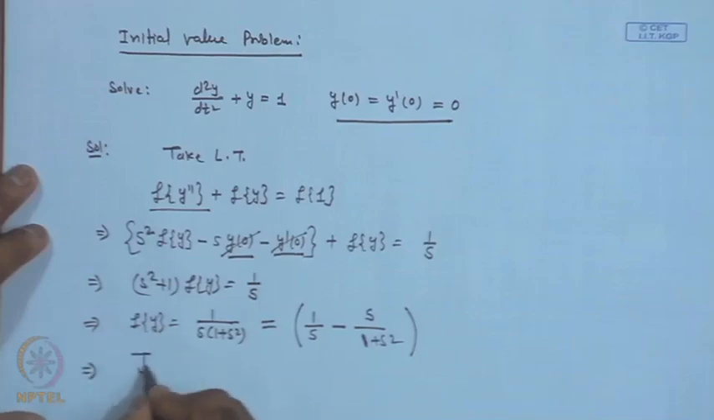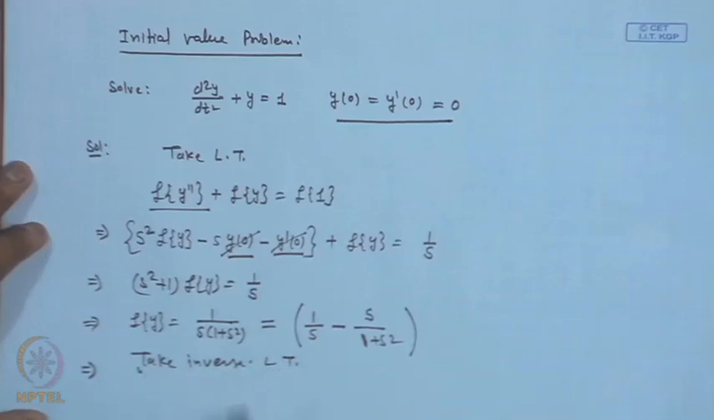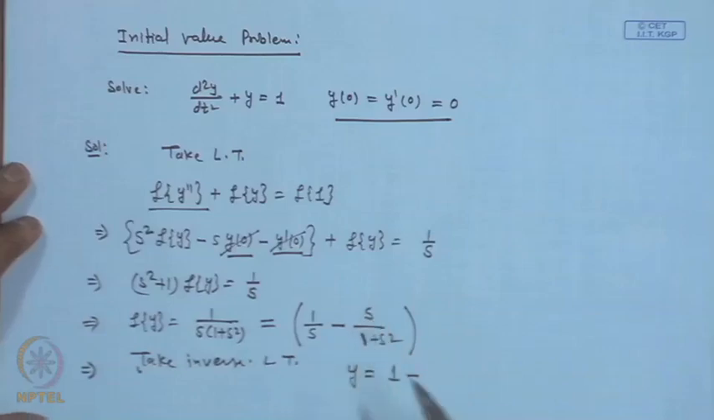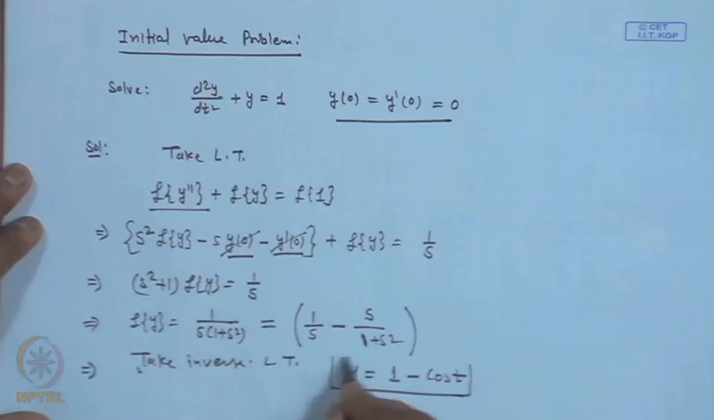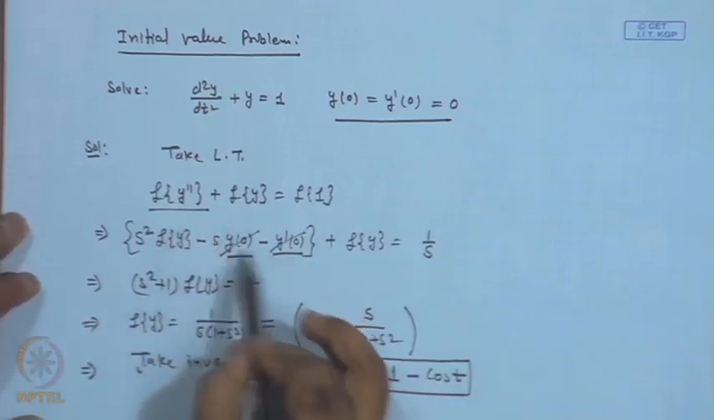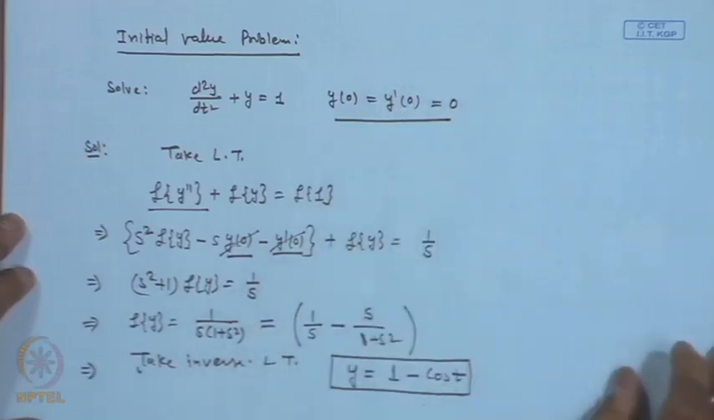So, we take the inverse Laplace transform now, and then we will get y is equal to the Laplace inverse of 1 over s, that is 1, minus the Laplace inverse of s over 1 plus s square, which we know is simply cos t. So, y equals 1 minus cos t. That is the solution which incorporates the initial conditions automatically, because we are using all these initial conditions in the solution.